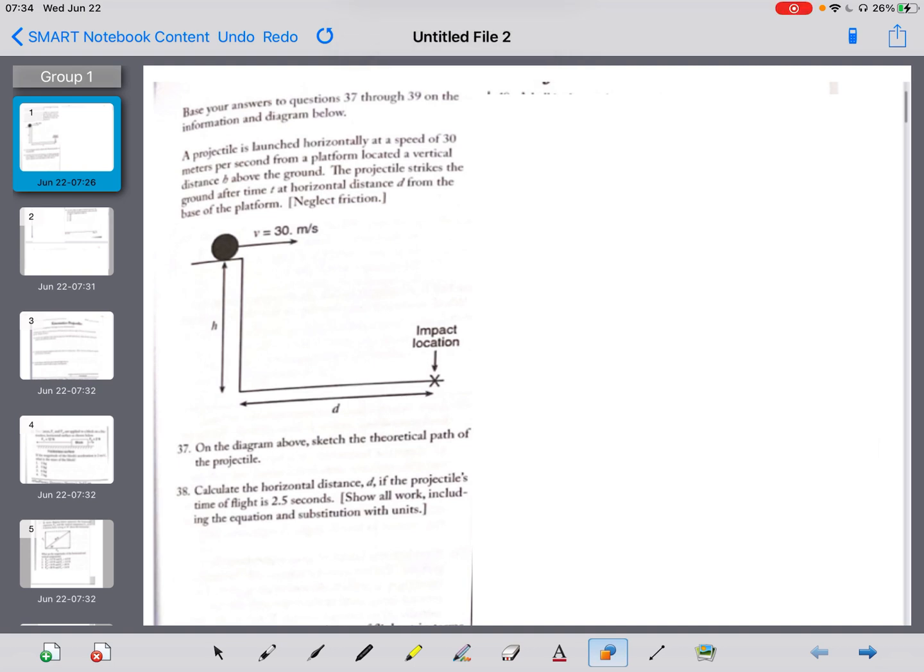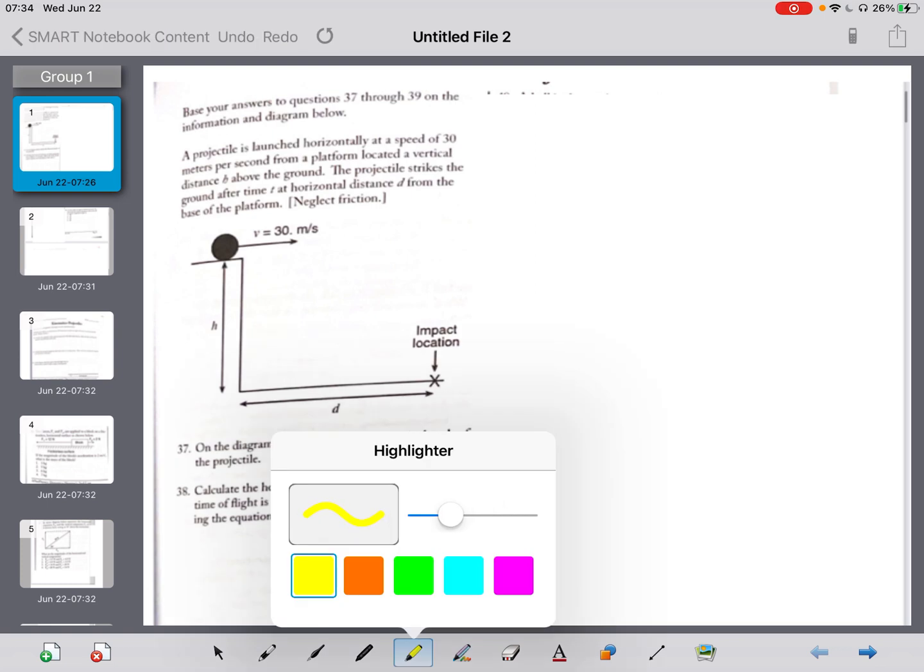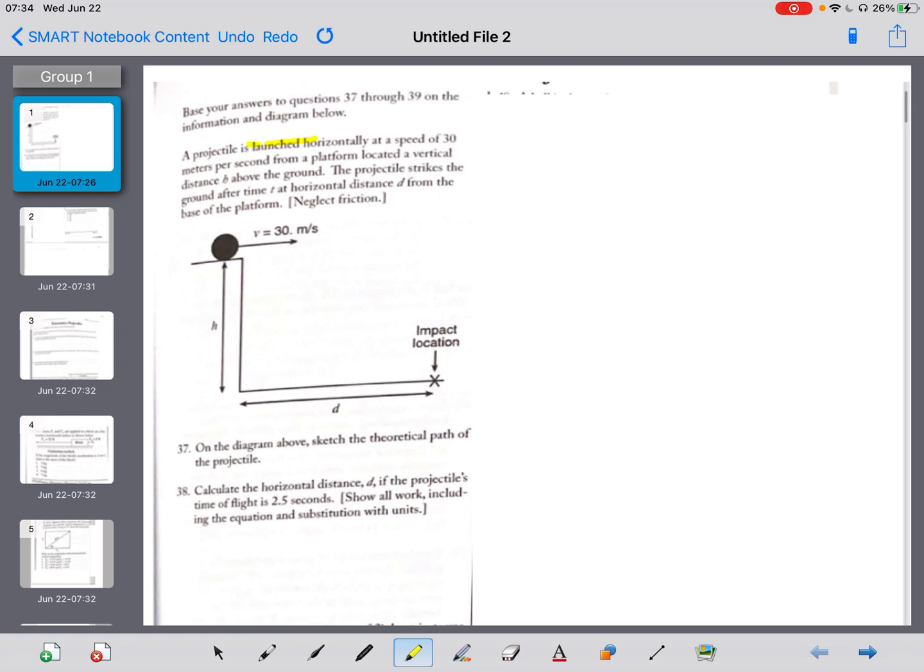All right, so the first question says a projectile is launched horizontally at a speed of 30 meters per second from a platform located at vertical distance h above the ground. The projectile strikes the ground after time t at a horizontal distance d from the base of the path. Neglect friction.